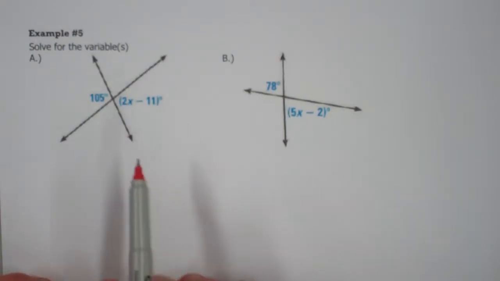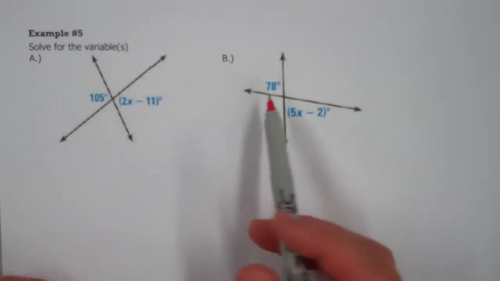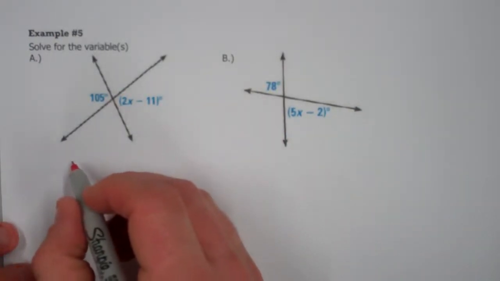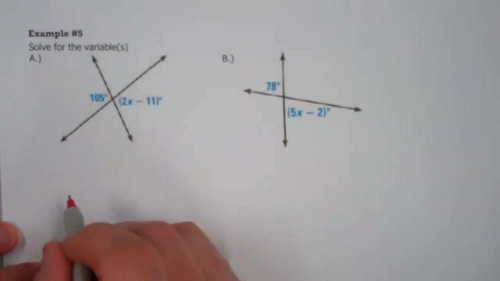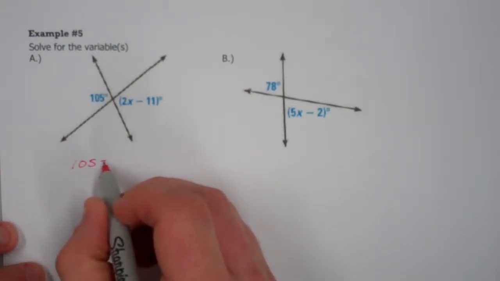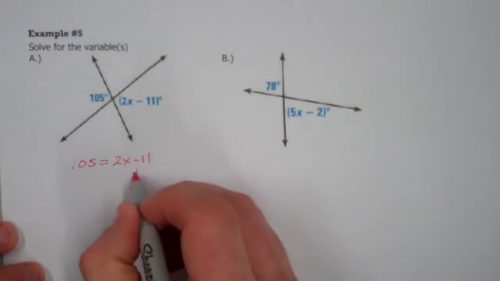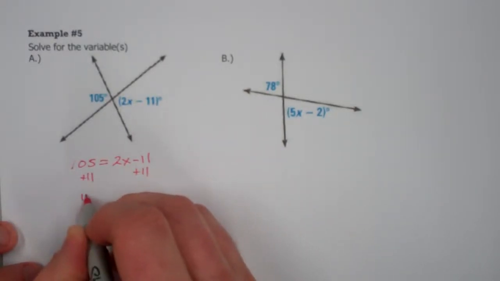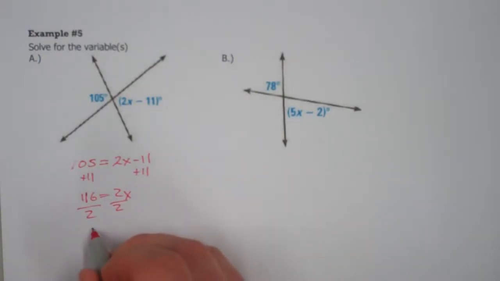As we look at the first one here, A, we notice that 105 degrees and this angle are vertical angles, so their measures are congruent. The angles are congruent, meaning their measures are the same. So we can take 105 and set it equal to 2x minus 11. 105 is the same as 2x minus 11. So we'll add 11 to each side. We've got 116 is equal to 2x. Divide by 2, and we've got x to be 58.